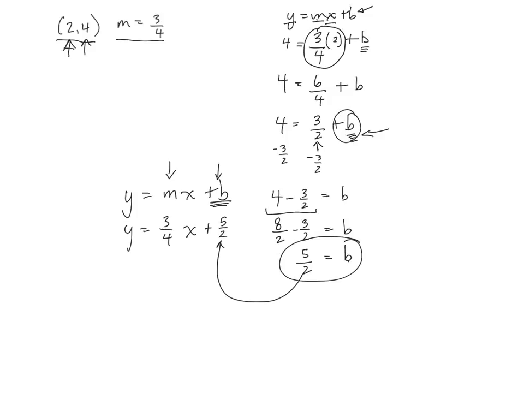Okay, hopefully that helps. This is a tougher one because it had a fraction for the slope, but you do the same thing with lots of these questions. So if they give you a slope and a point, then take the slope and plug it in where the m goes, and then take the point, which is an x and a y value, and plug them in where the x and the y are here, and what you're trying to figure out is what that b is.